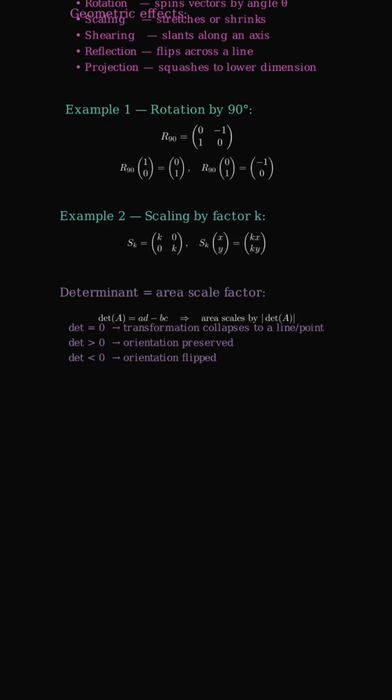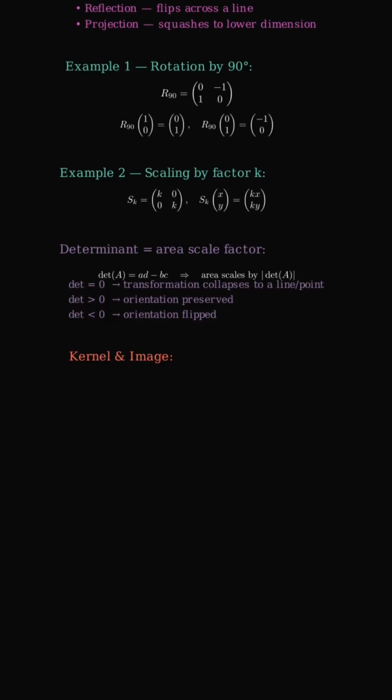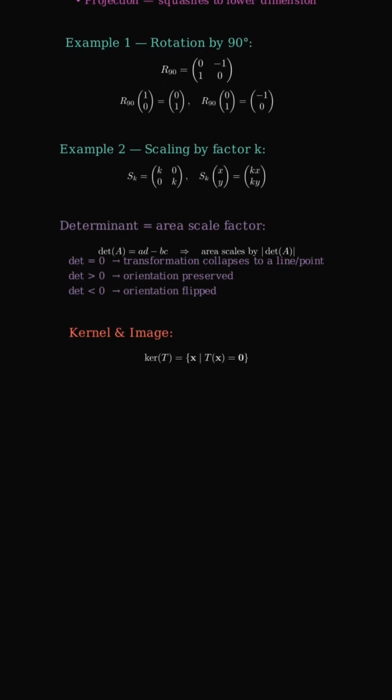Now let us understand kernel and image. The kernel of a transformation is the set of all vectors that become 0 after transformation. These vectors completely collapse. The image of a transformation is the set of all possible output vectors. There is an important theorem called the rank nullity theorem. It says that the dimension of the kernel plus the dimension of the image equals the dimension of the input space. This is a fundamental result in linear algebra.